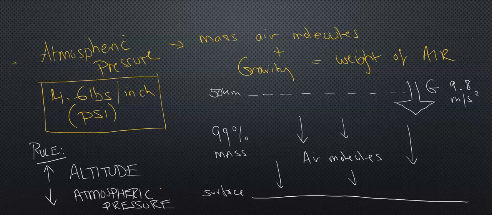So the rule is the higher you go in the atmosphere, the less atmospheric pressure you have, because gravity is bringing all the air molecules down towards the surface. Within the first 50 kilometers, so the troposphere and stratosphere, you have 99% of the mass of the atmosphere in that layer. So that's where we are. So we have our oxygen, our nitrogen, argon concentrated around the surface of the Earth.